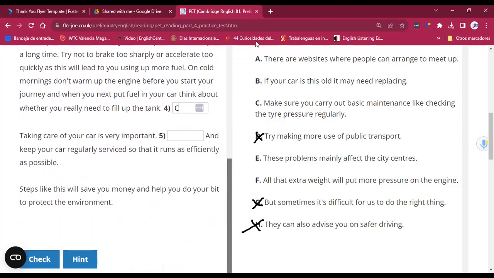Taking care of your car is important. Okay, let me cross out letter C because you've already done this. Taking care of your car is very important, and keep your car regularly serviced so that it runs as efficiently as possible. Mr. Eric, which one do you think is the right option?